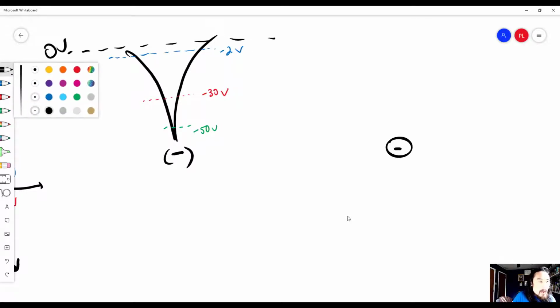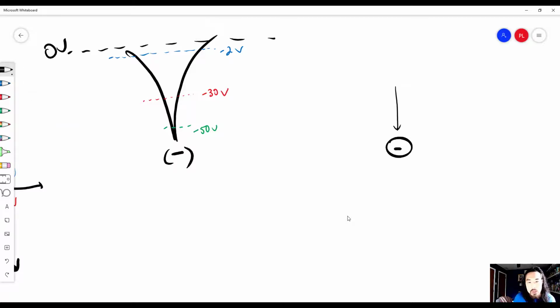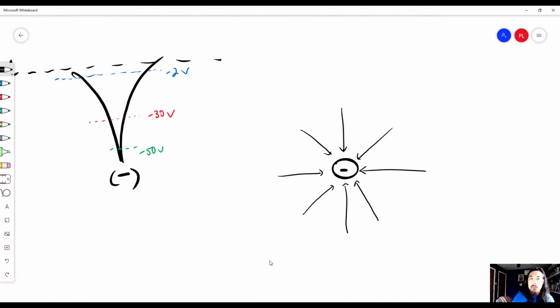I'm going to draw my field lines correctly: points towards the charge, points towards the charge. And now I'm going to draw my equipotential lines. And remember, it has to be perpendicular, or just make it look like it is perpendicular.